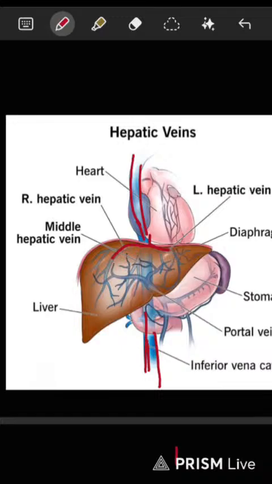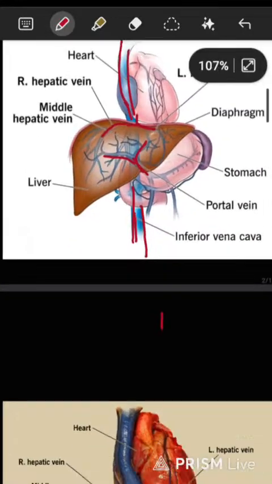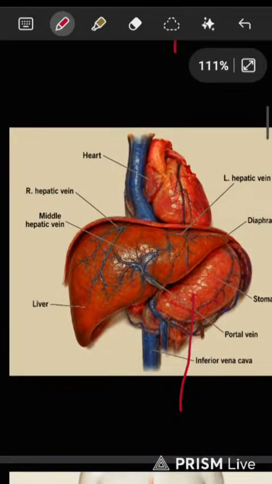So it's important. The next thing is the portal vein, from the lower portion of the liver. It's going to the right side, which is called the right portal vein, and another going to the left side is called the left portal vein. So it's the brief thing.